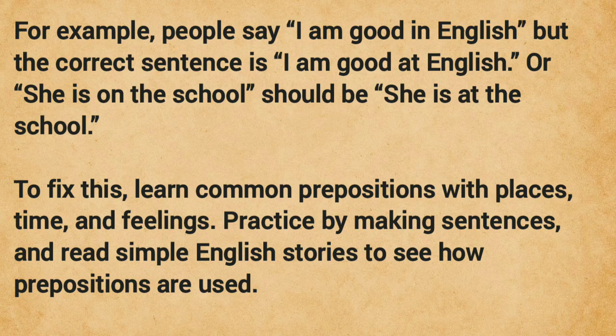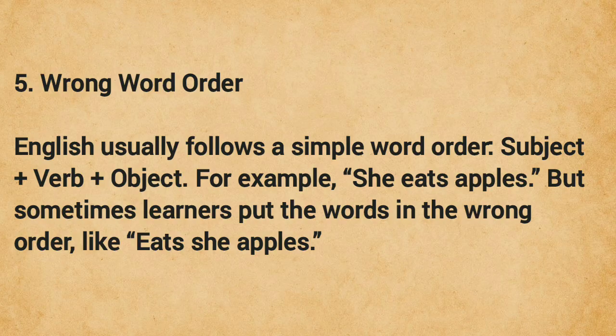To fix this, learn common prepositions with places, time, and feelings. Practice by making sentences, and read simple English stories to see how prepositions are used. 5. Wrong word order. English usually follows a simple word order: subject plus verb plus object. For example, "she eats apples." But sometimes learners put the words in the wrong order, like "eats she apples."